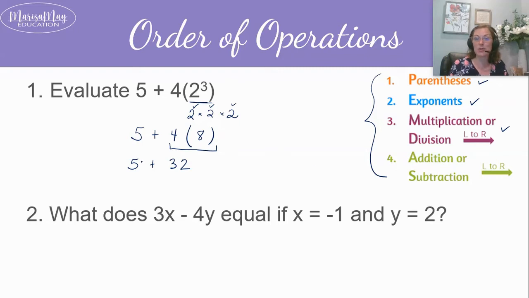Next, we do the addition or subtraction. So we add 5 plus 32 to give us 37. Pretty simple, but you've got to follow the order, not necessarily what you see left to right.